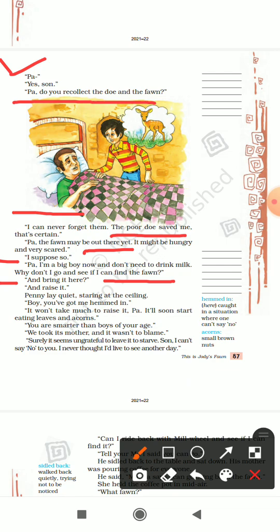"Boy, you have got me hemmed in." Hemmed in means caught in a situation where no one can say no to something.